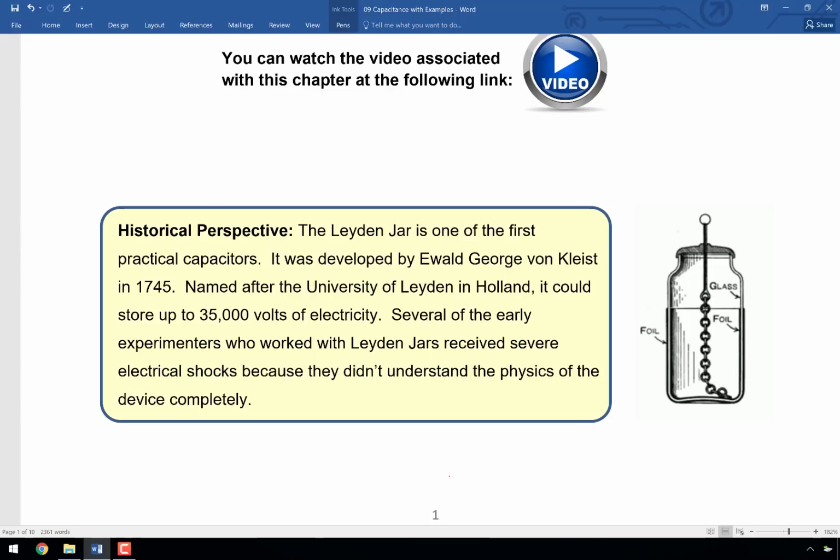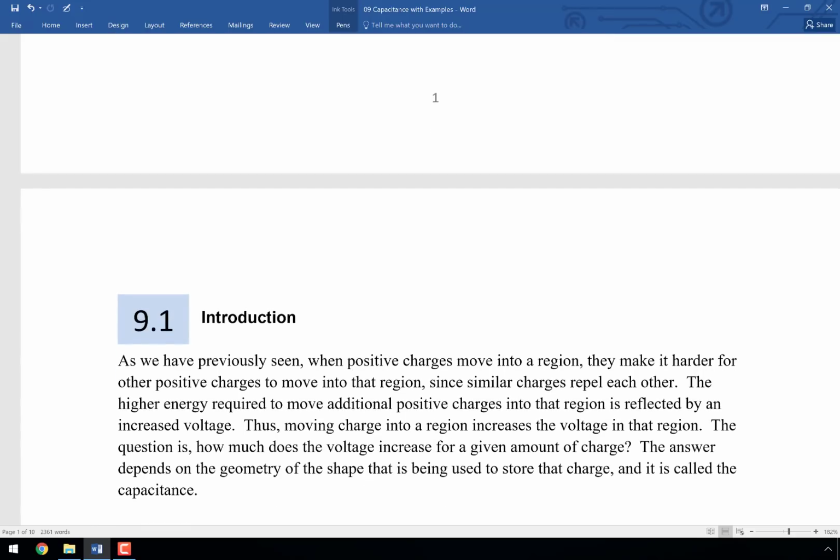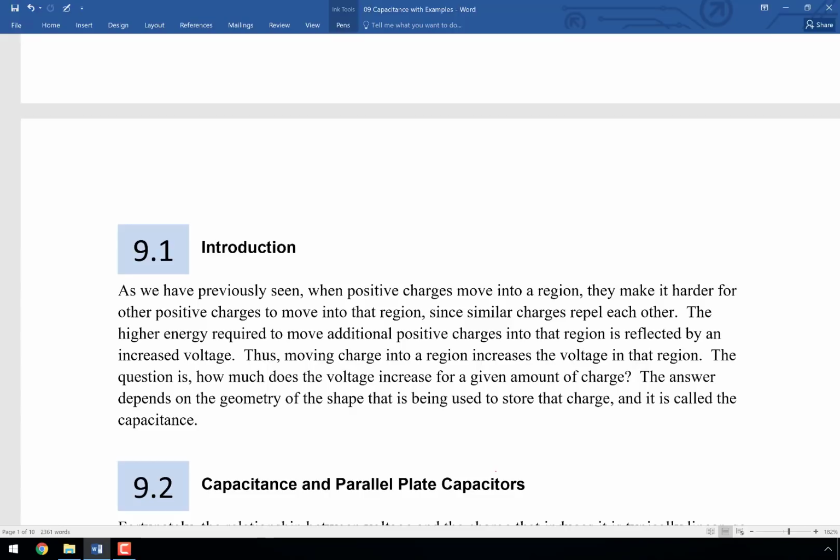The Leyden jar, as it was originally developed at the University of Leiden in Holland, could store up to 35,000 volts of electricity. And kind of a sad story, several of the people who did early experiments with Leyden jars actually received some pretty severe electrical shocks. Fortunately, none of them were fatal, but you can imagine if you're working with something that has 35,000 volts and you don't understand the concept of a capacitor, that could cause some pretty severe damage. So we're going to talk a little bit about capacitors today.